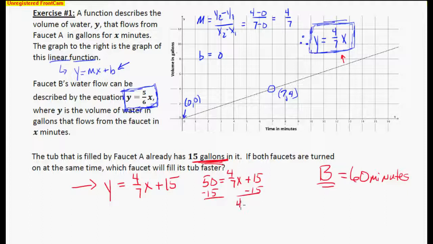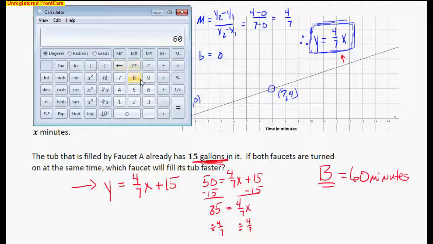All right, so I get 4/7 x equals, now 50 minus 15 is going to give me 35. All righty, and then we're going to divide both sides of this by 4/7. Okay, and I'm going to have to bring up the calculator in order to do that.